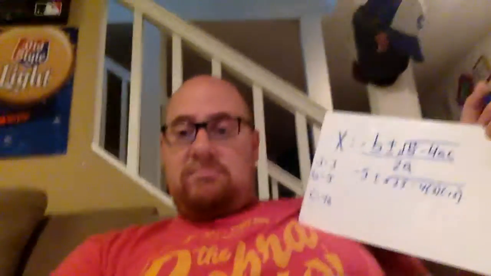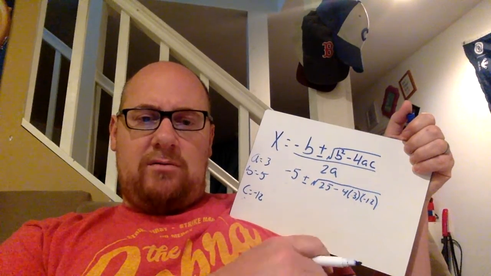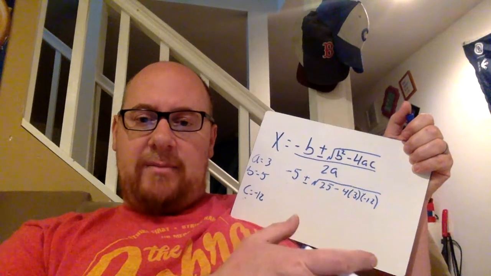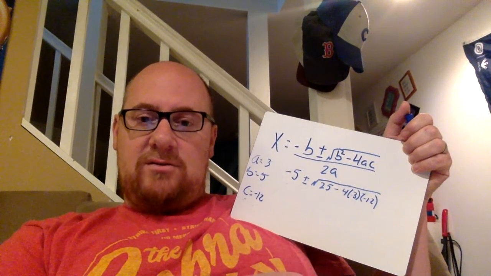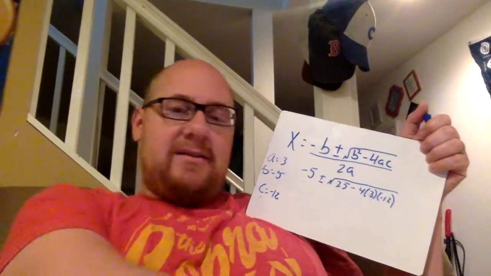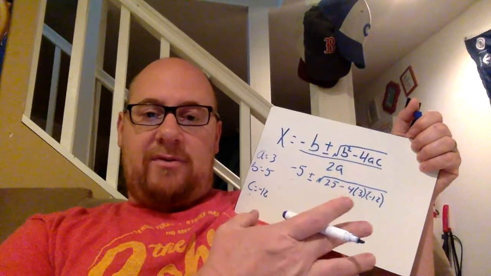Now, it's up to you how you want to do that. You can actually do that all at once if you think about it. Negative 4 times 3 is negative 12. Negative 12 times negative 12 is a positive 144. Make sure I get that right. So if you want to do that off the bat, you can.